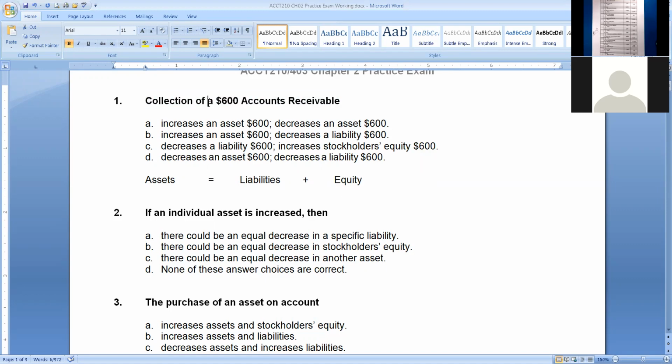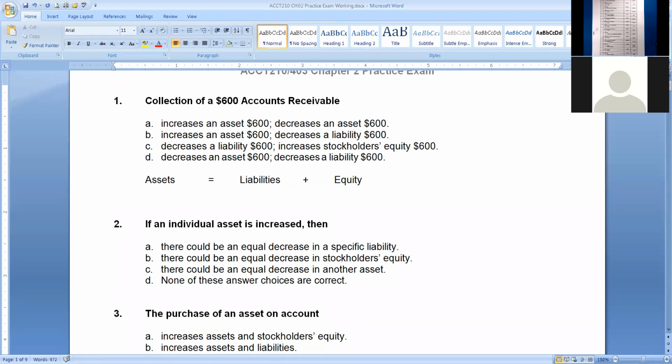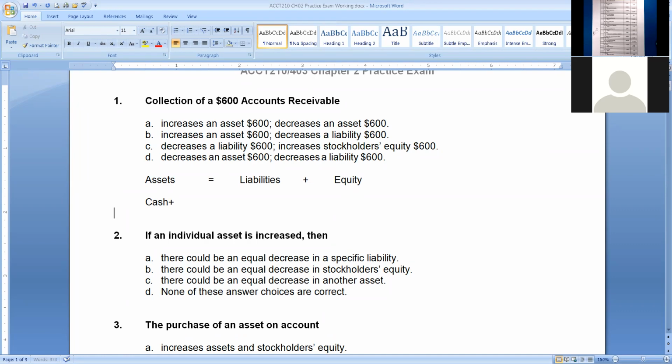Collection of accounts receivable. What does it do? What do we collect? Cash. Cash went up. And what else happened? Accounts receivable goes down, right? Absolutely. I'm going to abbreviate accounts receivable just to save a little time. So cash went up and accounts receivable went down. So which one is it?